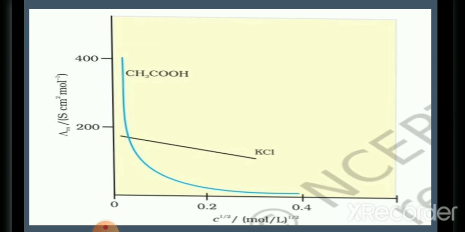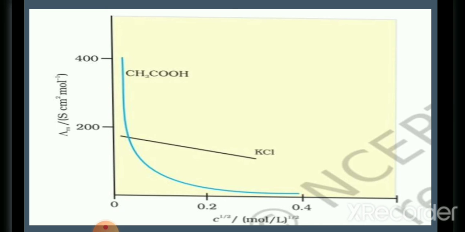So, if a graph is plotted taking lambda m along the y-axis and concentration raised to half along the x-axis, a straight line graph will be obtained with slope equal to minus A and intercept equal to lambda naught m. What is lambda naught m? It is the molar conductivity at infinite dilution or zero concentration.